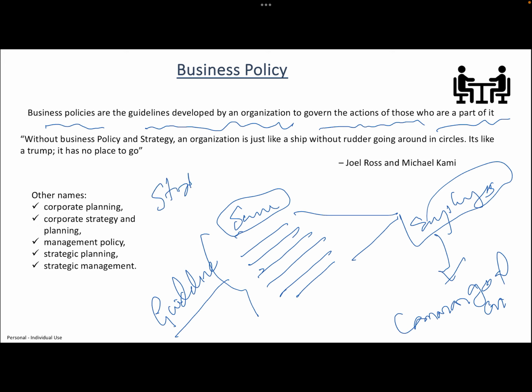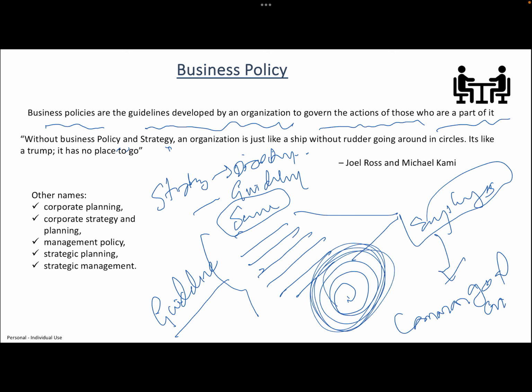Strategy will give you direction. Whatever strategy you make gives direction, and then business policy will give guidelines to all the employees to achieve that strategy. So without business policy and strategy, an organization is just like a ship without a rudder going around in circles, right? It has no place to go. If you don't have a business policy and strategy, then the ship will circle around within the water, but it will not go in a proper direction. So that's why we should have business policy and strategy.